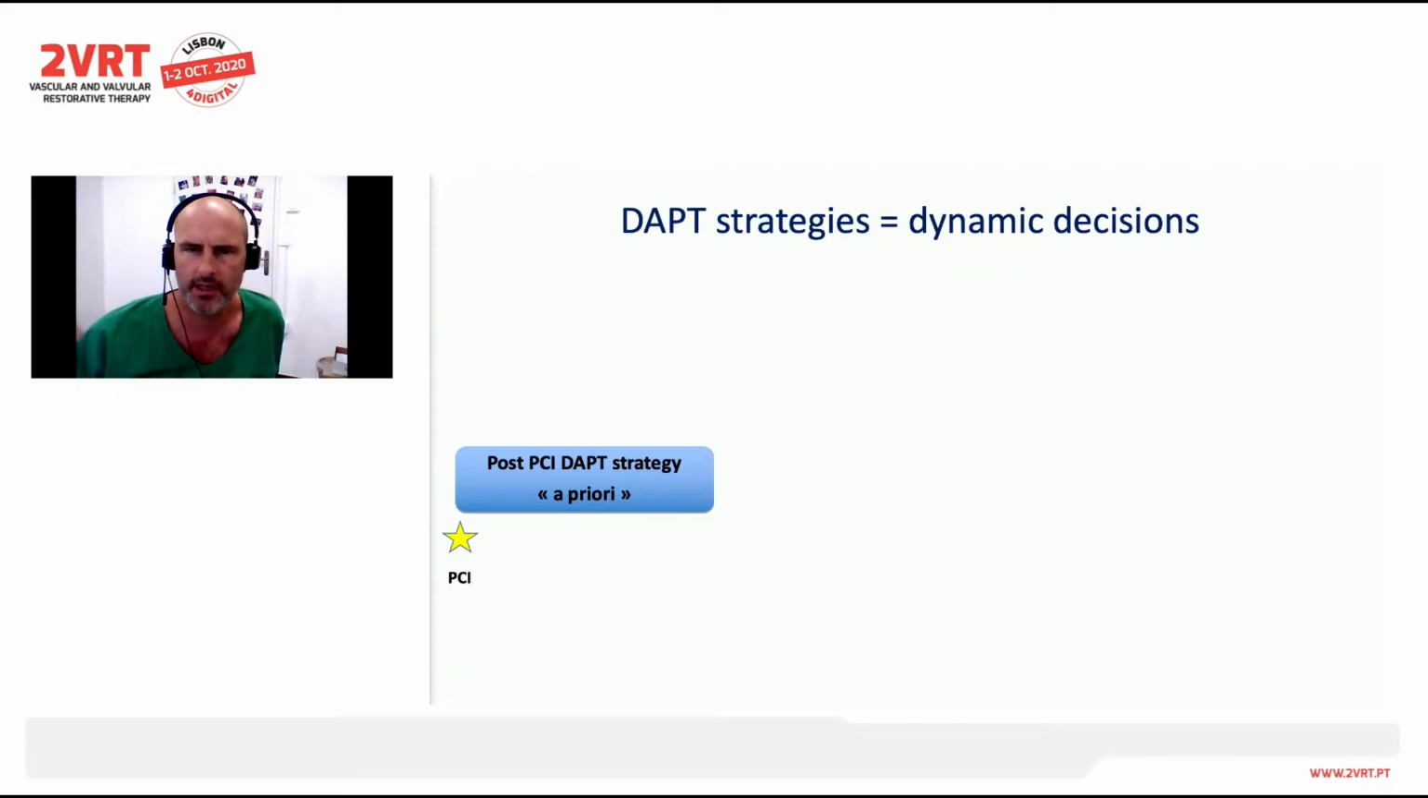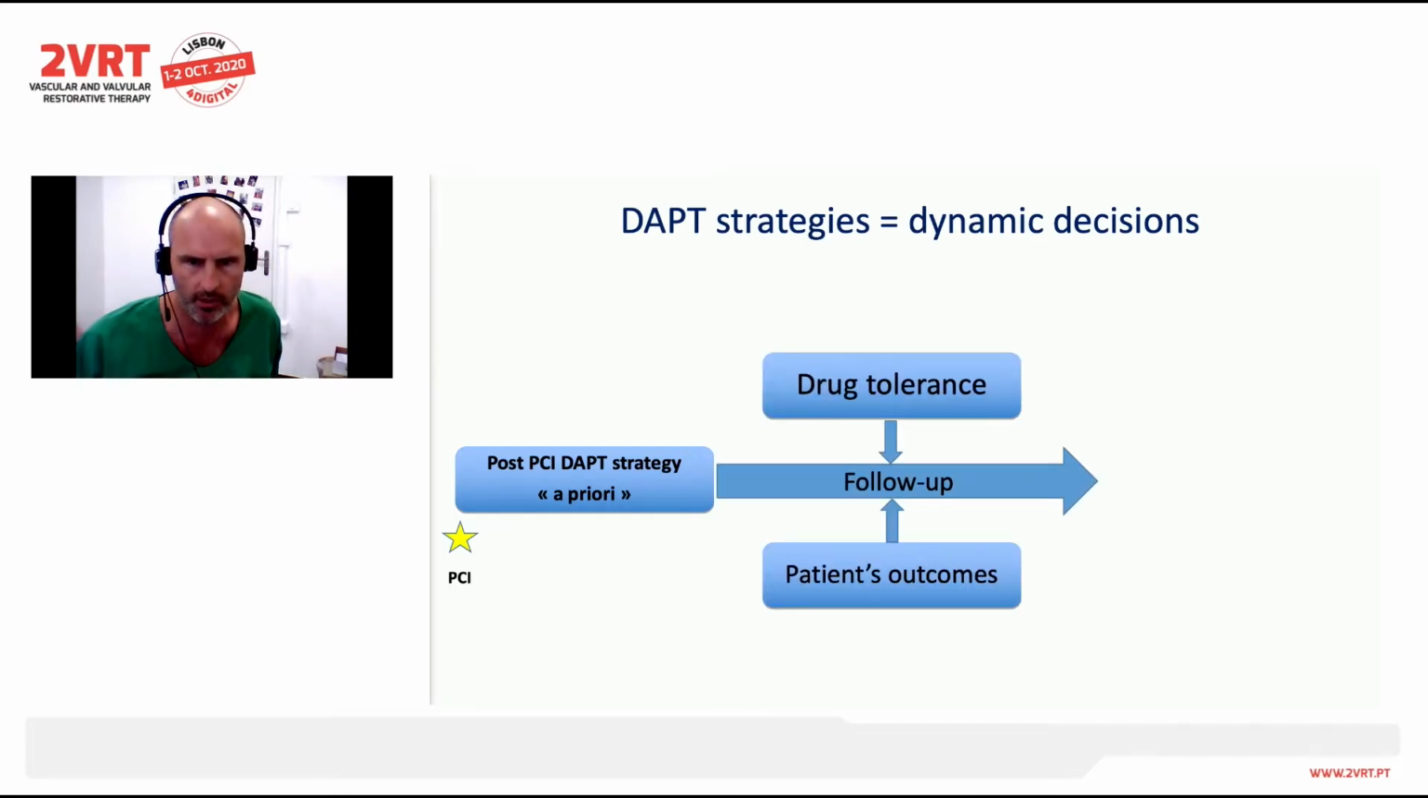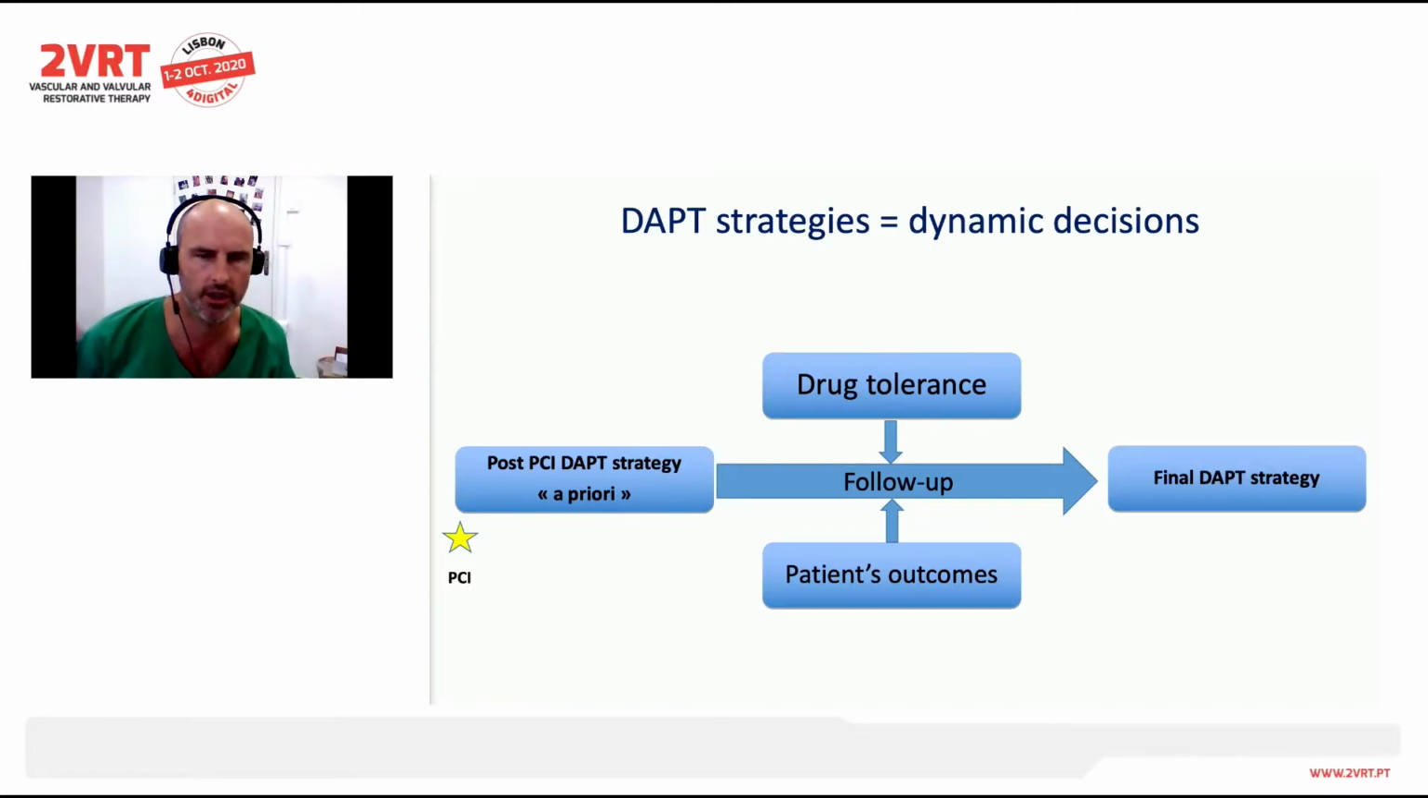But also when we are doing PCI, like the one which is now done in the left main and in the LAD, just at the end of the PCI, we usually report on the file the post-DAPT strategy, let's say a priori. But we know that DAPT strategy will be a dynamic decision because during the follow-up, some patients will experience side effects. Some patients will experience outcomes. Accordingly, we will have a final DAPT strategy, which will be the modification of the DAPT strategy a priori, impacted by the tolerance and the patient outcome.